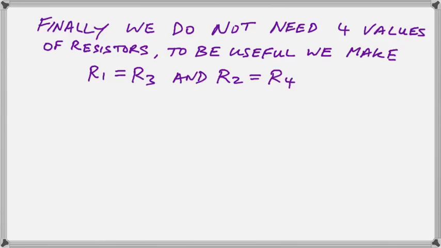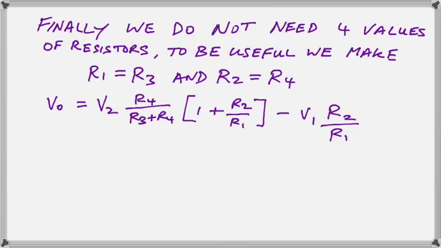We do not need 4 separate values of resistors. That's ludicrous to have 4 different values of resistors. For this circuit to be useful, we need to make R1 equal to R3 and R2 equal to R4. If you go back and study the diagram, you would see that makes perfect sense.